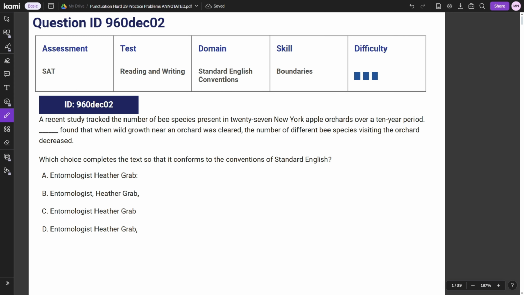Before we get started, I do want to say that the first thing you should always do is read the answer choices, because most of the time, you can get the correct answer without even needing to read the text. Anyways, let's get started with question number 1.